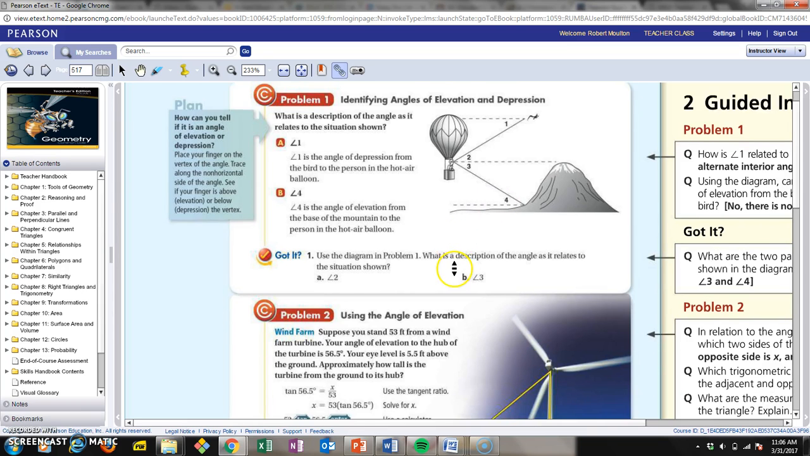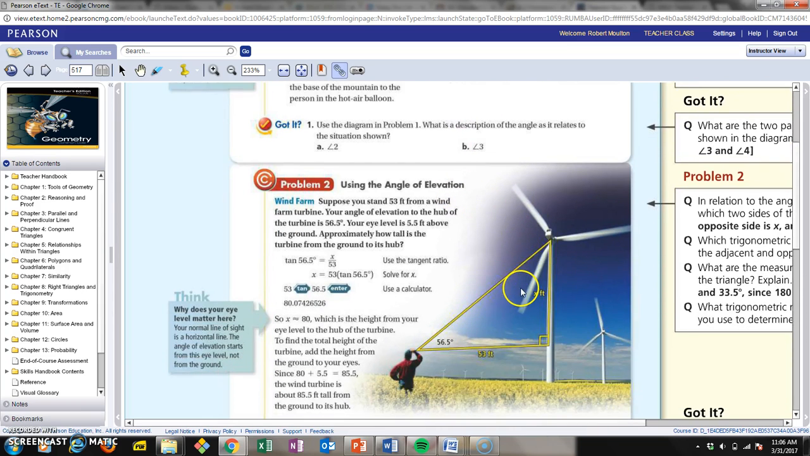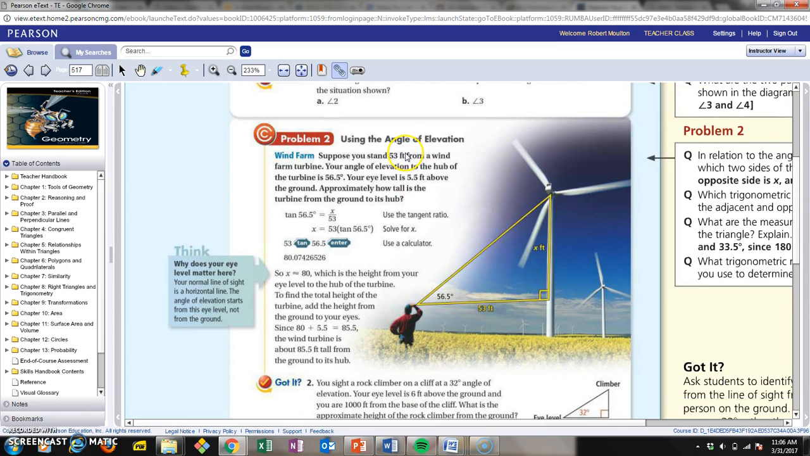Good. So now we're actually going to apply this to a problem. Suppose you stand 53 feet from a wind farm turbine, right here. From your eye level up, it's a 56.5 degree elevation. And your eye level down to the ground is 5.5 feet.